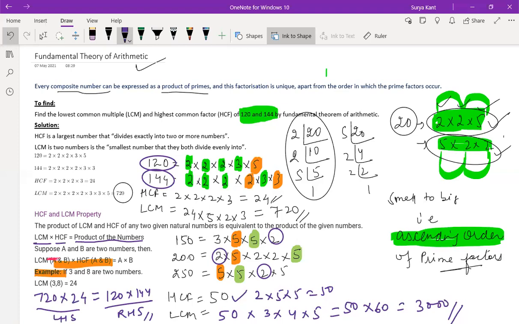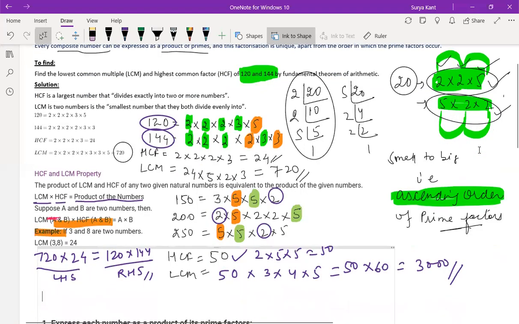See, there are four items here: LCM, HCF, and the product of two numbers. Any three will be given to you in the exam, so you can use this formula. This property is not applicable for three numbers. Suppose I have given 150, 200 and 250, then you can't write A into B into C is equal to LCM into HCF. This is only applicable for two numbers.